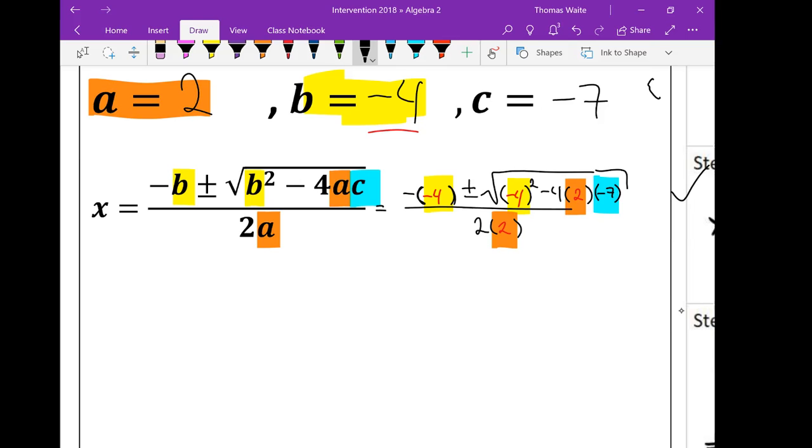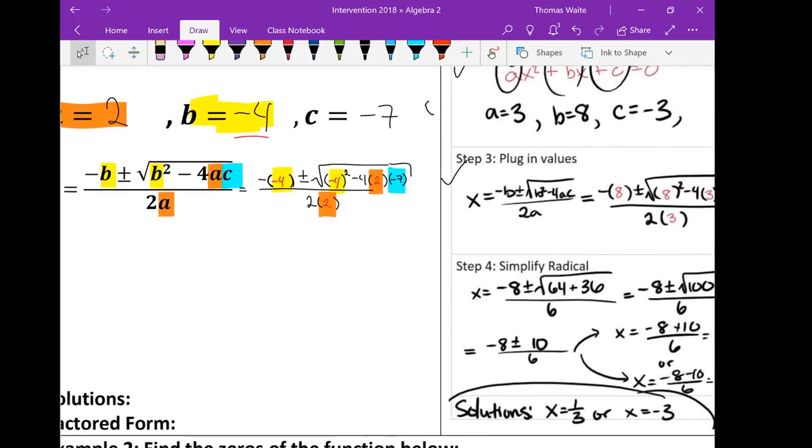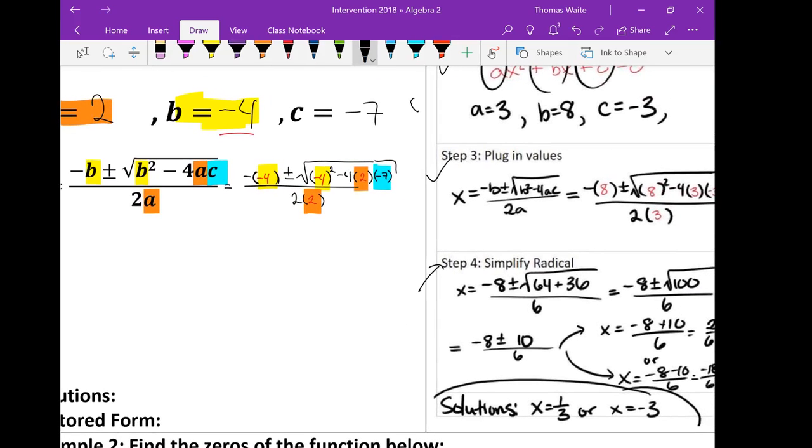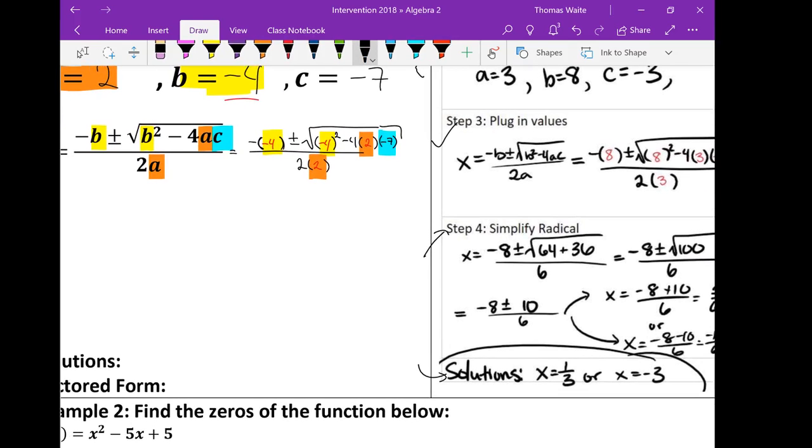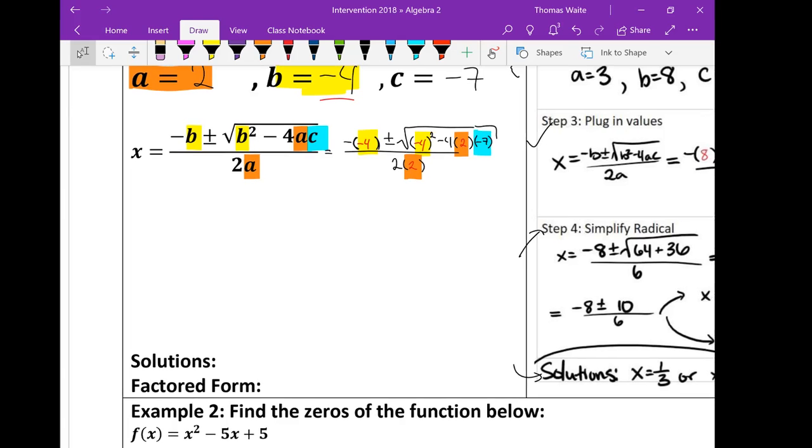So we've just very carefully plugged in each of our coefficients into this formula. The rest of our job is just going to be to simplify this resulting radical and then get our solutions at the end. So to do that, I'm going to start by rewriting on a new line.